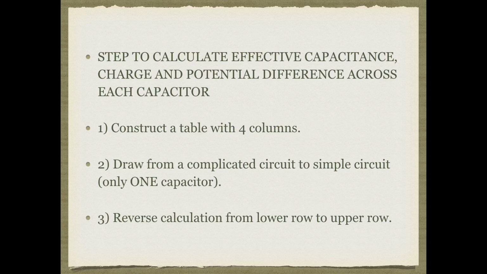Steps to calculate effective capacitance, charge and potential difference across each capacitor. Step 1: construct a table with 4 columns. Step 2: draw from a complicated circuit to a simple circuit that consists of only one capacitor. Step 3: reverse calculation from the lower row to the upper row.